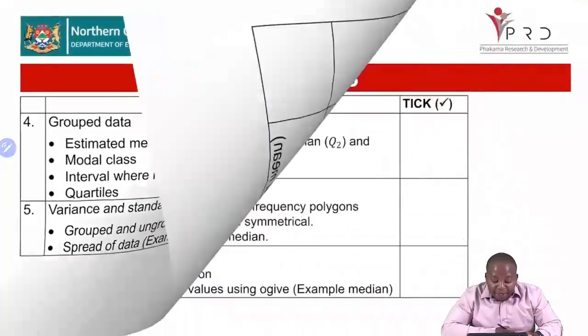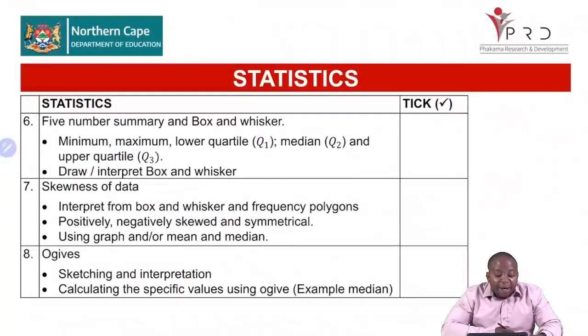Right, let's proceed. Number 6, am I able to find the 5-number summary and utilize it to draw a box and whisker diagram? The 5-number summary constitutes the minimum, the maximum, the lower quartile, which is Q1, the median, Q2, and the upper quartile, which is Q3. And we now utilize this 5-number summary to draw the box and whisker diagrams.